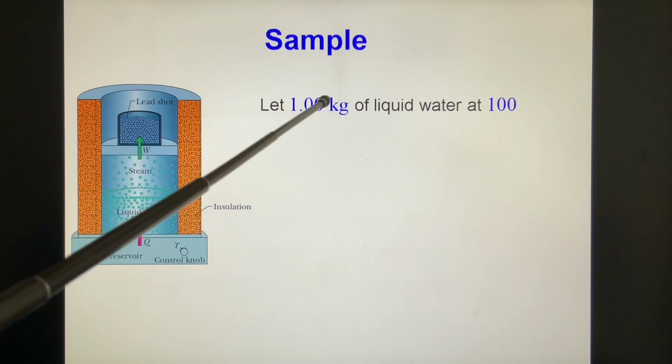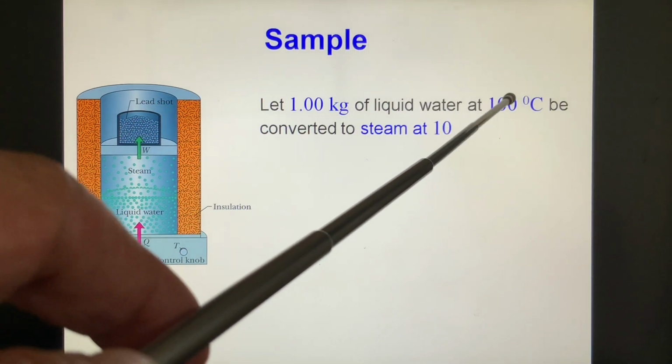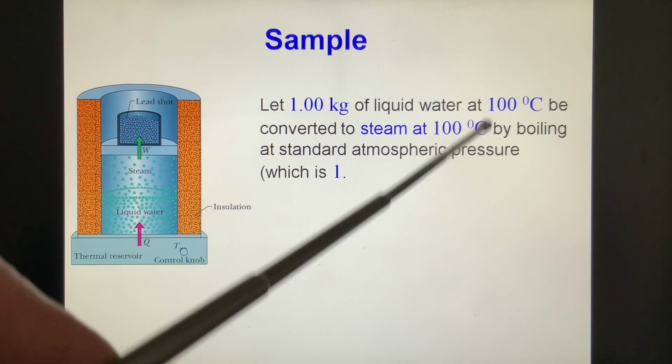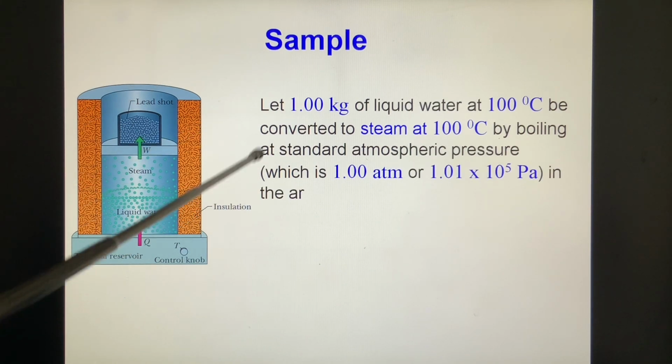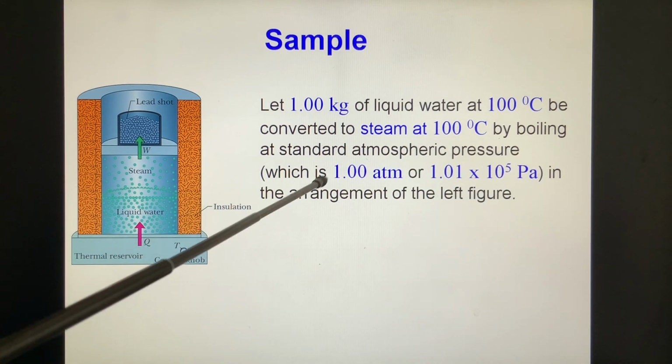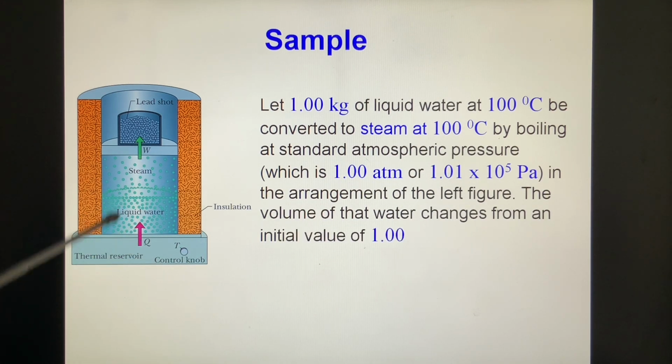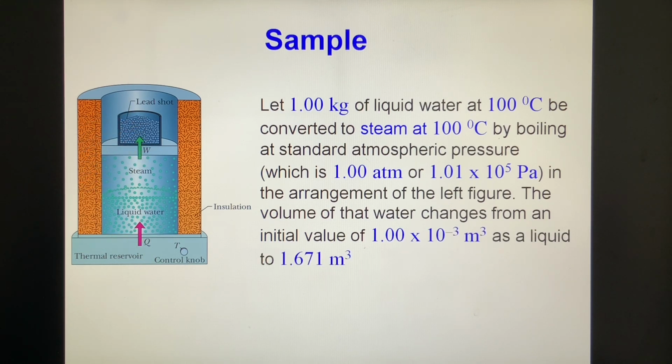Sample: let 1.00 kilogram of liquid water at 100 degrees C be converted to steam at 100 degrees C by boiling at standard atmospheric pressure. In the arrangement of the left figure, you have heat exchange, and you have the work done. The volume of the water changes from an initial value of 1.00 times 10 to the minus 3 cubic meter as a liquid to 1.671 cubic meter as steam.